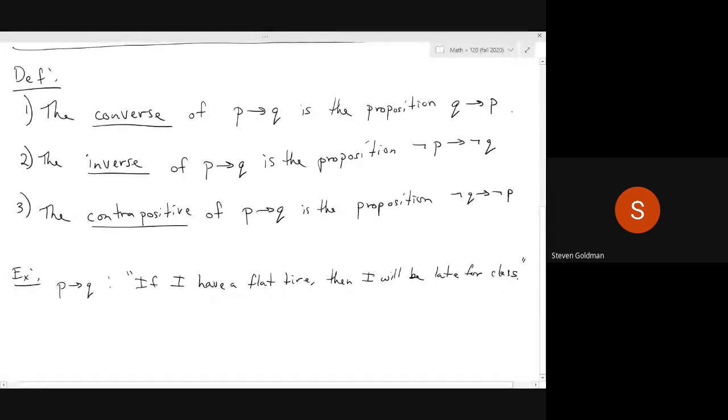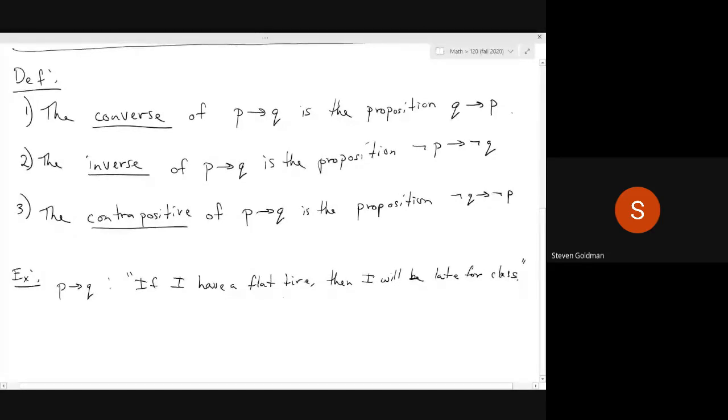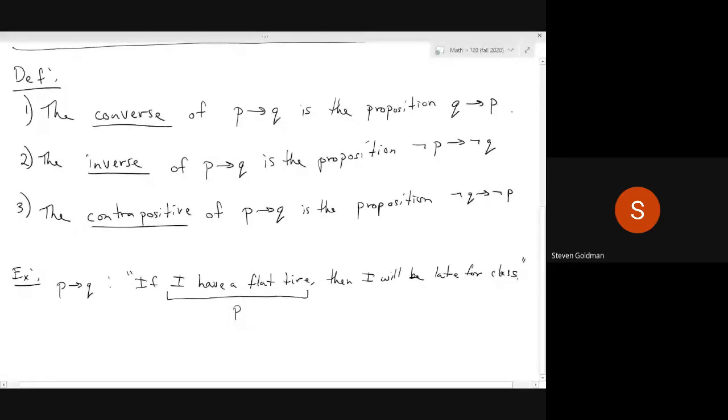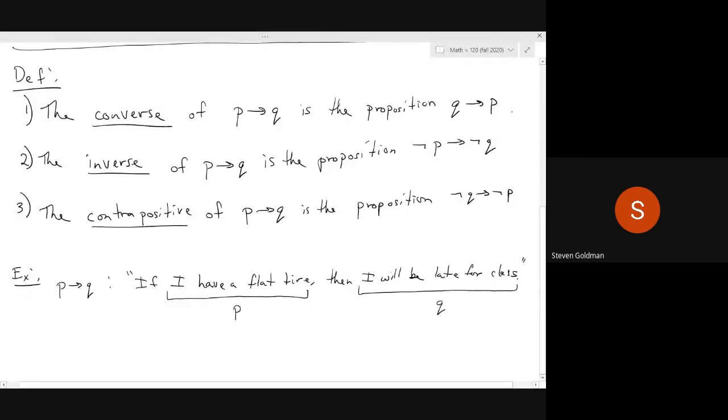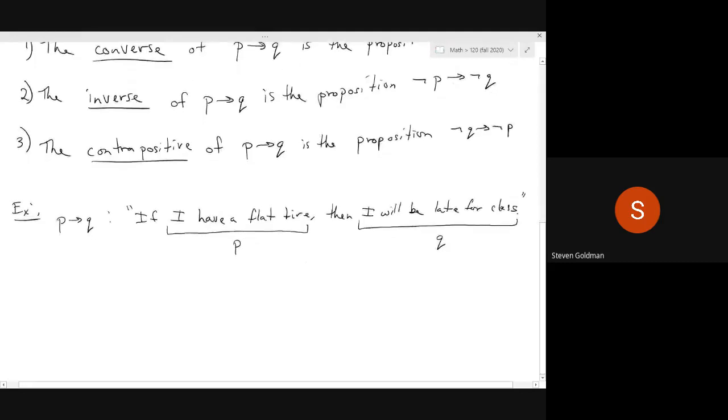In this sentence that I've written, P is the sentence I have a flat tire. That's P. Q is the sentence I will be late for class. That's the Q. The if and the then are not part of the P and the Q. That's represented by the arrow. So what would be the converse of this sentence?